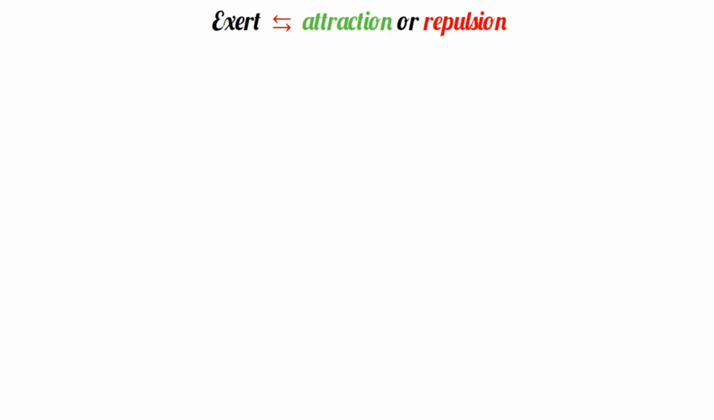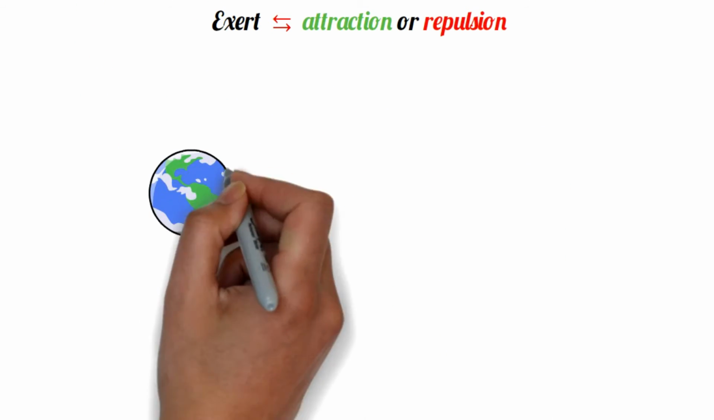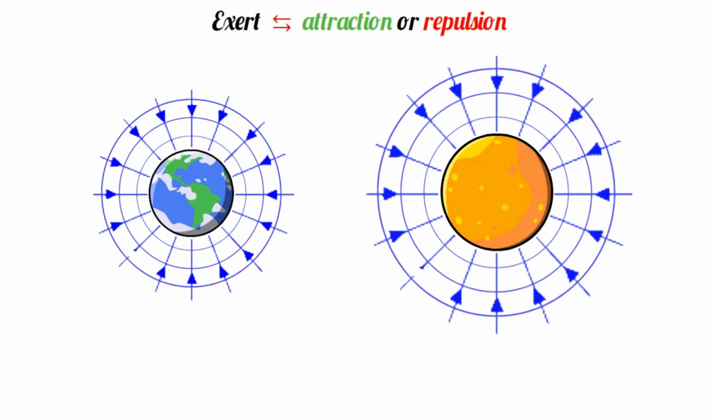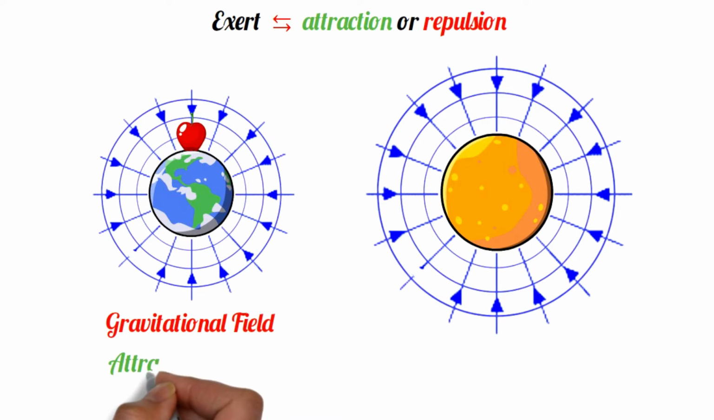Similarly, in the universe, any object, it may be a planet, star, or anything, has a region where another object experiences an attractive force when it enters. That region is called the gravitational field. But here it should be remembered that, in this case, only attractive force acts, no repulsive force acts. For example, due to the gravitational field of the Earth, any object in this field experiences an attractive force towards the center of the Earth.